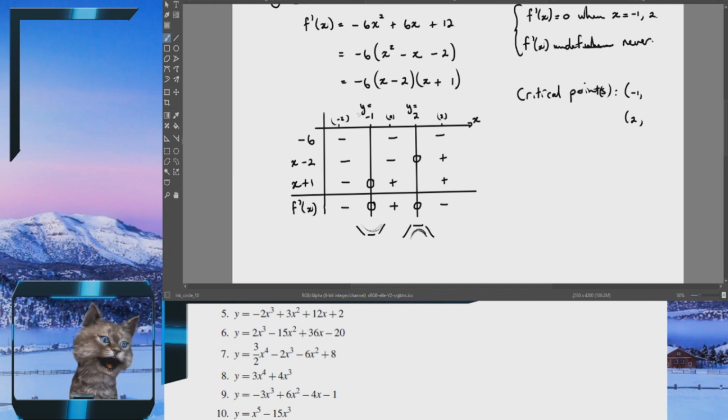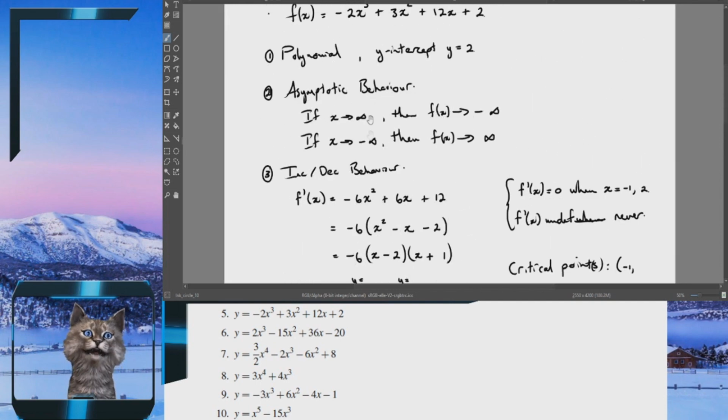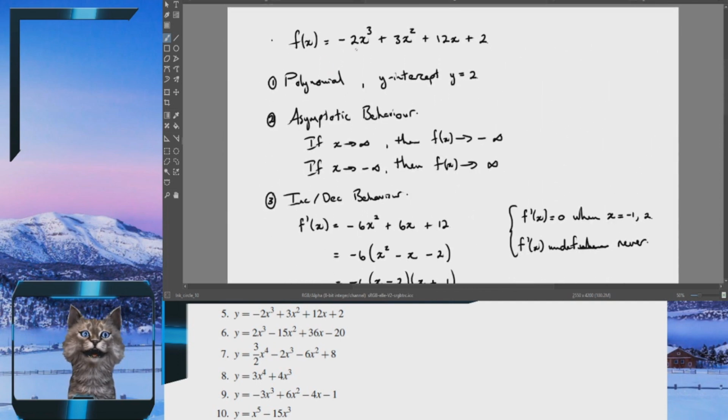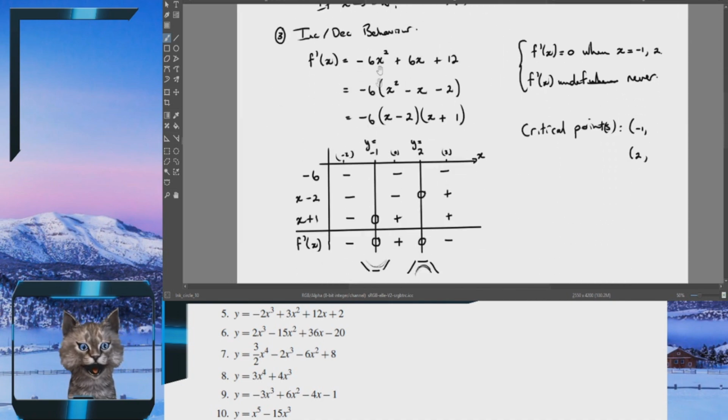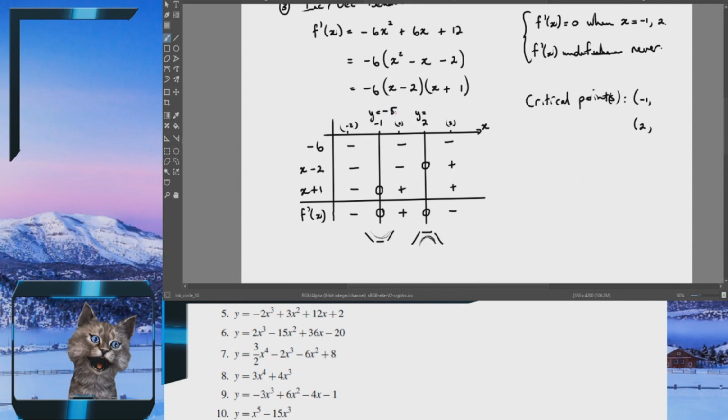I just need to find the corresponding y values. Alright, so when x is negative 1, we want to find the corresponding y value. And for that, of course, we look at the original function. When you plug that in on your calculator or do it in your head, you get negative 2 times negative 1 cubed plus 3 times negative 1 squared plus 12 times negative 1 plus 2, and you should get negative 5. Oops, that almost looks like an 8. It's a 5.